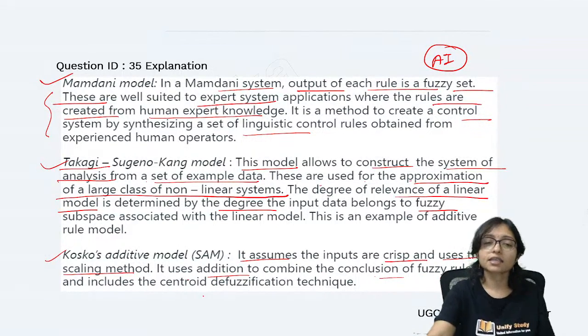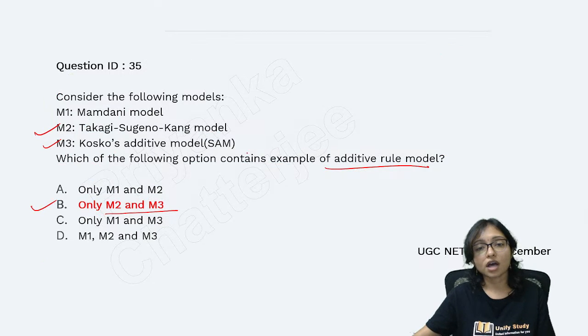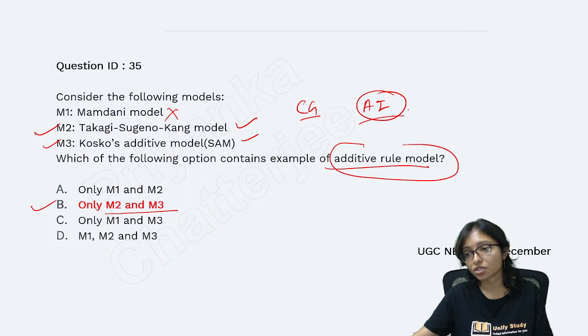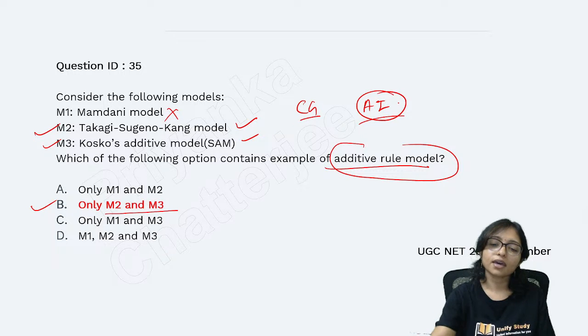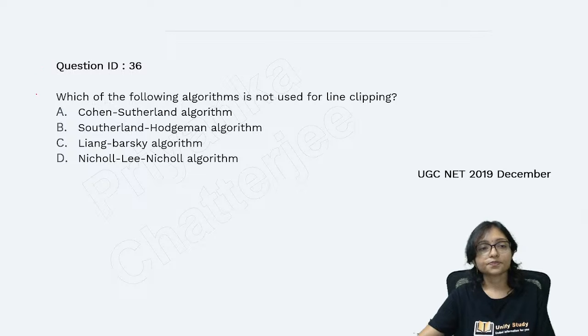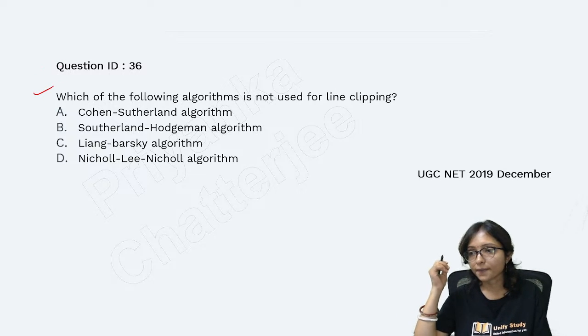So it was asking you which one is the additive model. Out of these, which one is the additive rule? So this one and this one are the additive rule, but this one is not. But this is not a computer graphics question. This is an AI related question. By mistake it came here. I will move it to AI. Do this one. Tell me what will be the answer for this one.